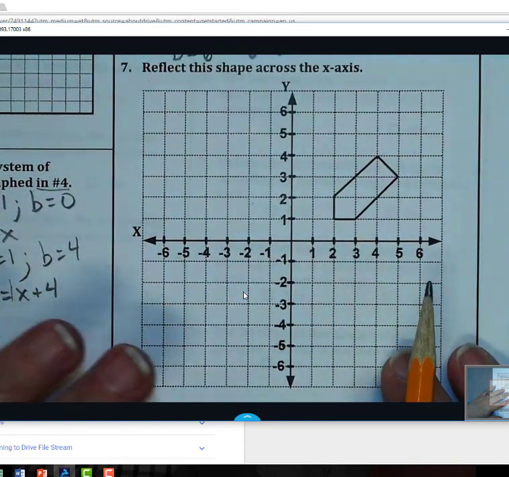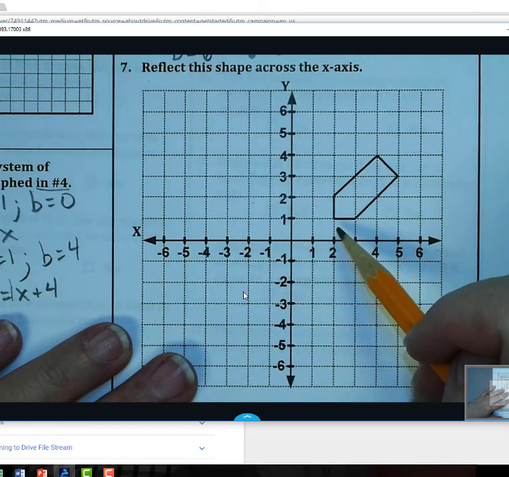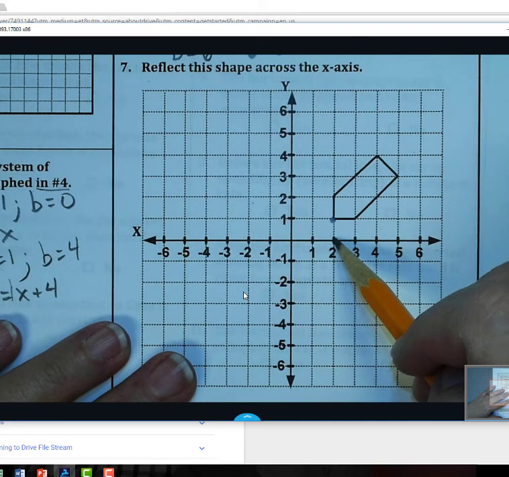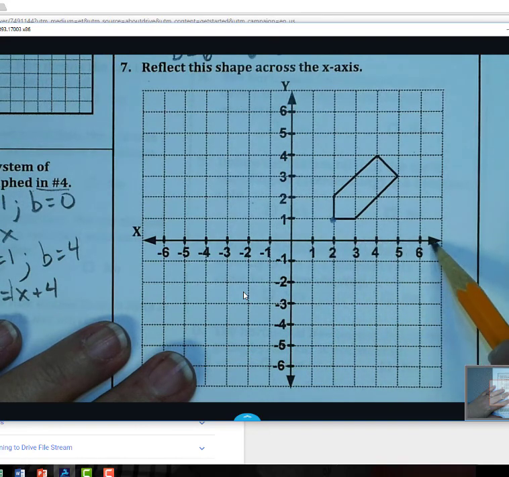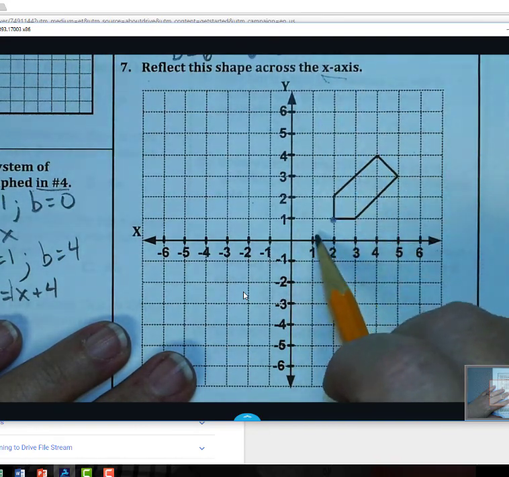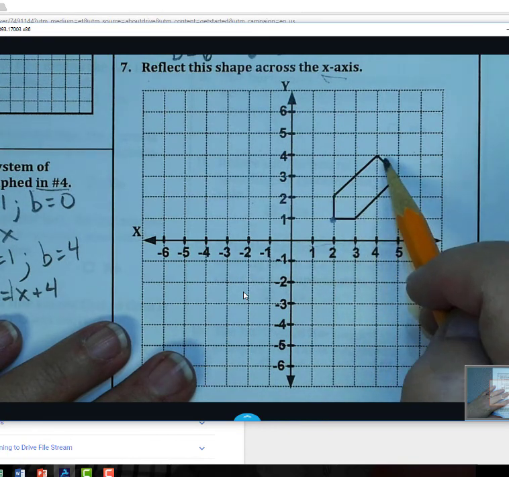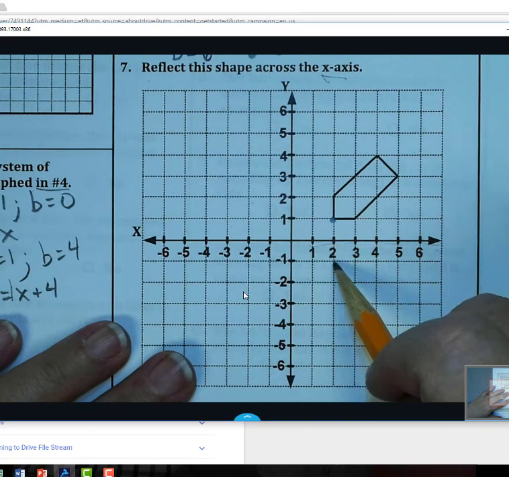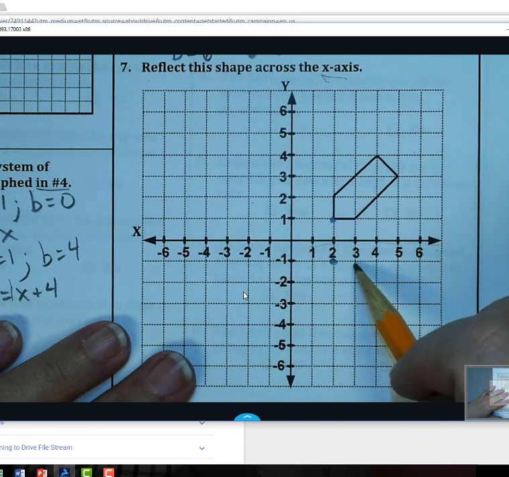Okay, last one. Reflect this shape across the x-axis. So that means that this point right here will be the same distance from the x-axis on the other side. So this creates, because it says the x-axis, a mirror image. So I want the mirror image of this across the x-axis. So this is 1 unit above, I go 1 unit below. This is 1 unit above, I go 1 unit below.